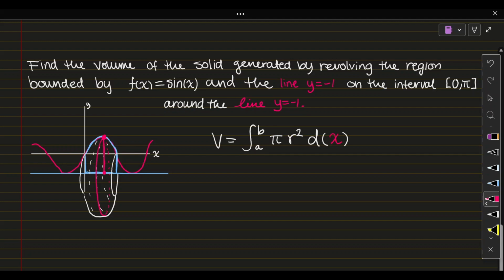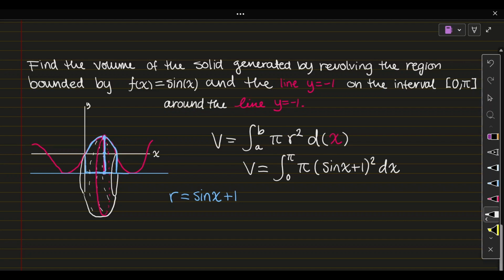And thinking about my radius, it's the distance from the x-axis to sine, so that's sine of x, plus the distance from the line y equals -1 to the x-axis, which happens to be 1. So my radius is sine x plus 1. Cool. So now I get my bounds for free because we're integrating on the region 0 to pi. So my volume is going to be equal to the integral from 0 to pi of pi times sine x plus 1 squared dx. Cool.